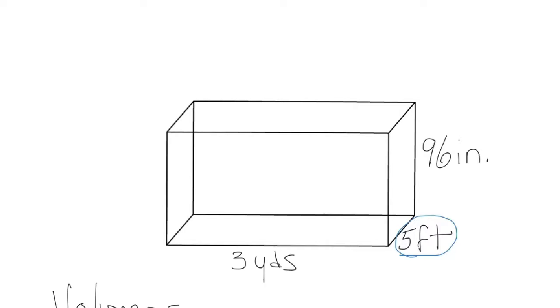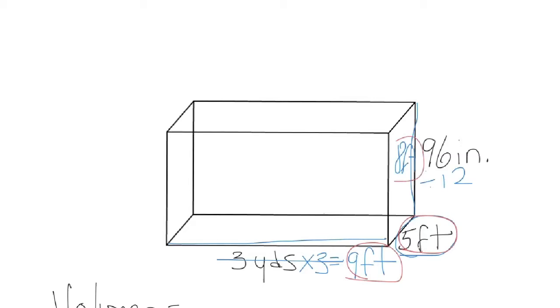This isn't the only way to solve, and that's fine. So, the first thing I'm going to do is take my 3 yards and multiply by 3 to get 9 feet. So I now know that 9 feet is that side there. I have my 96 inches. I need to divide by 12 to get my number of feet. And so I know that this side is 8 feet.